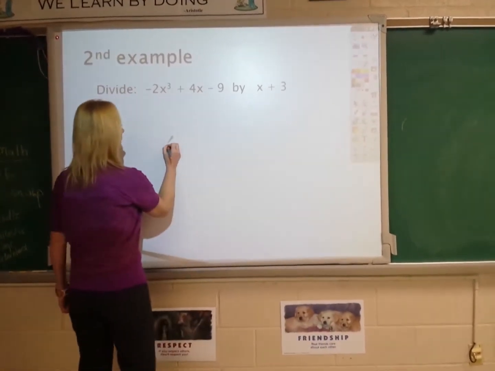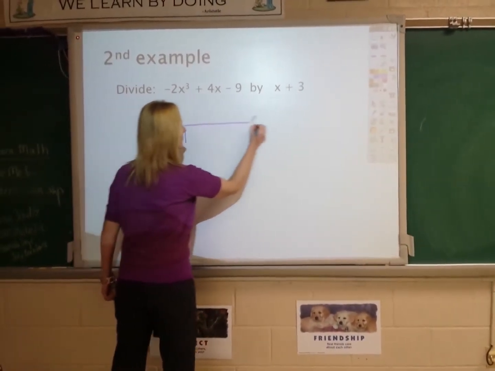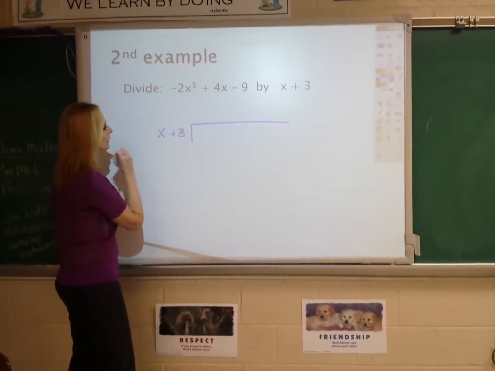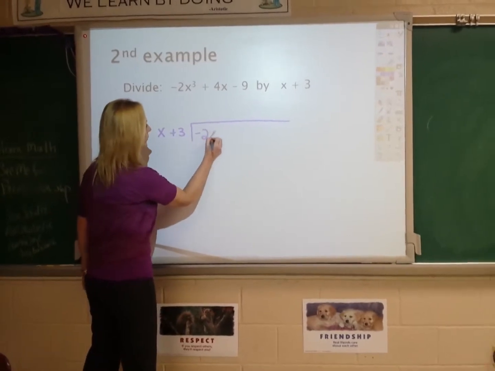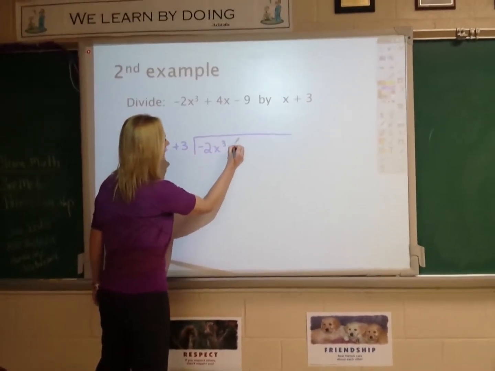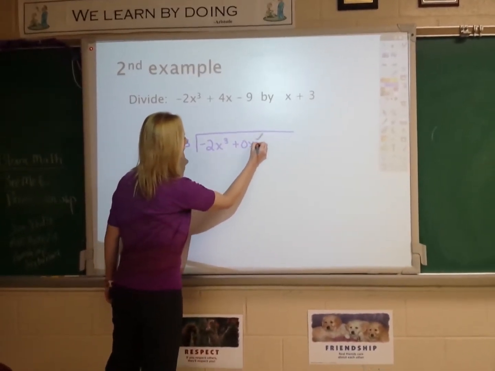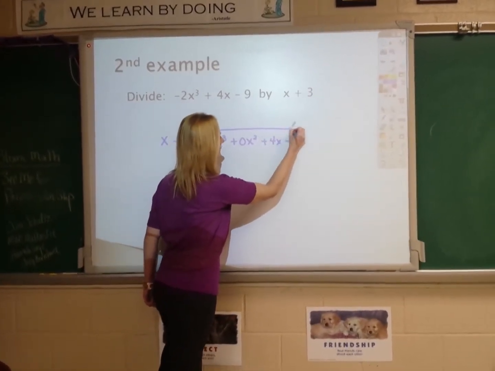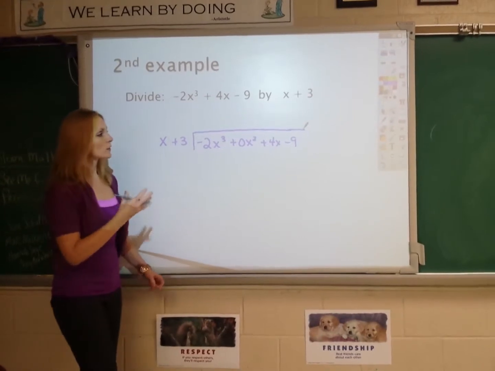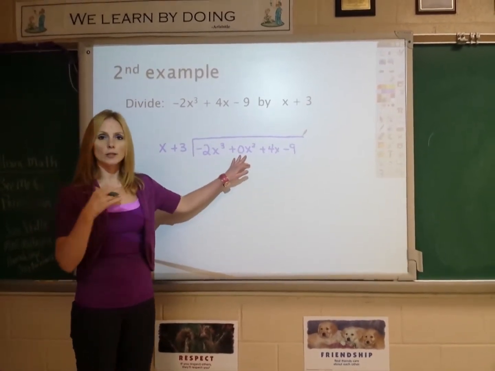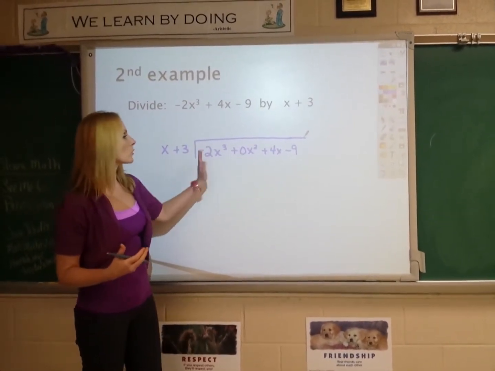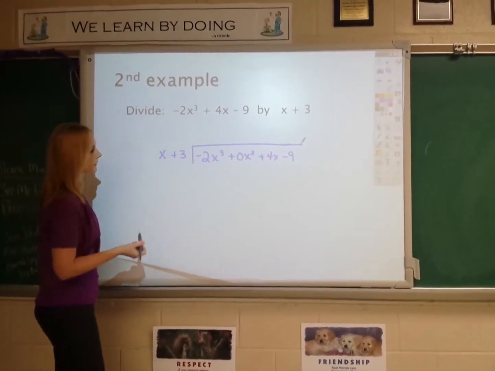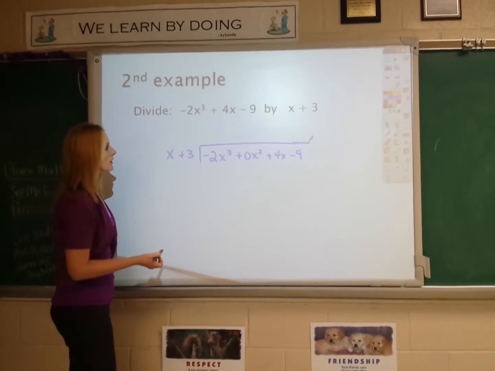All right, so right here, write our division problem. X plus 3 goes over here. And this time we have to do negative 2x cubed plus 0x squared plus 4x minus 9. So you always have to put in a coefficient of 0 with every term. Make sure they're in descending order, or your terms aren't going to line up correctly when you go to subtract. Then just start your process.